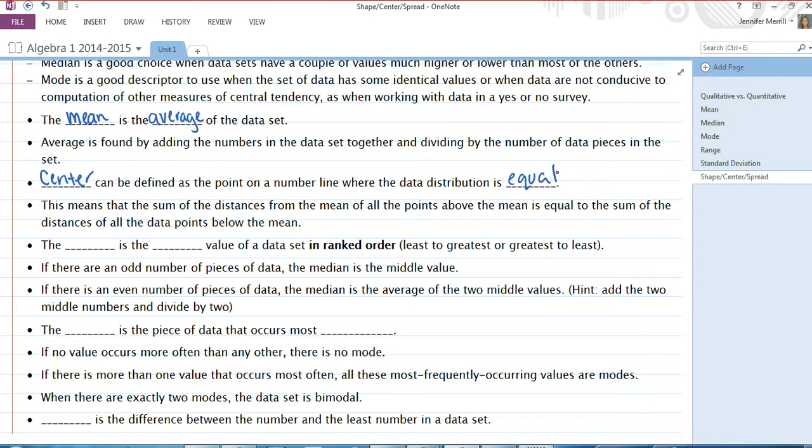The median is the middle value of a data set. If there are an odd number of pieces of the data, the median is the middle value. If there is an even number of pieces of data, the median is the average of the two middle values. You add the two middle numbers and divide by 2.